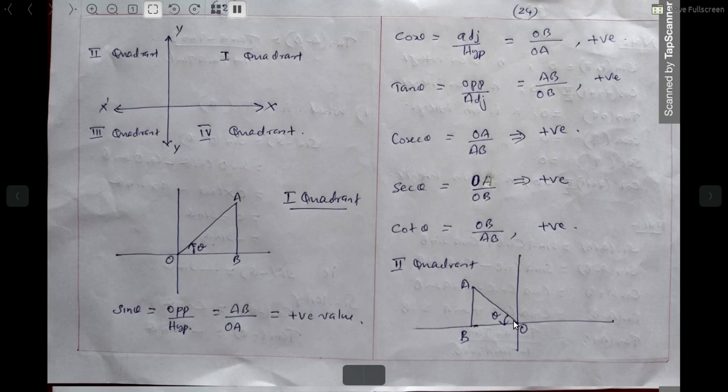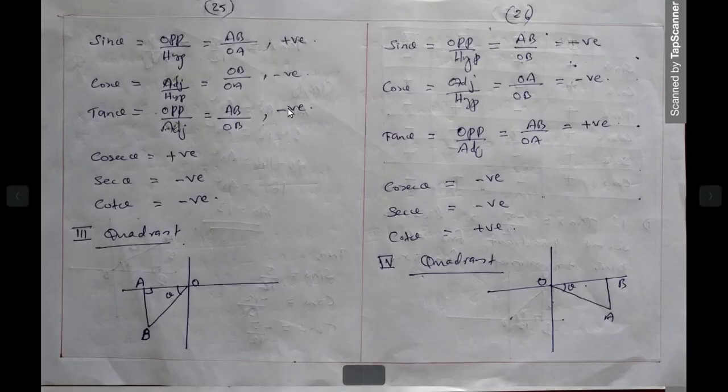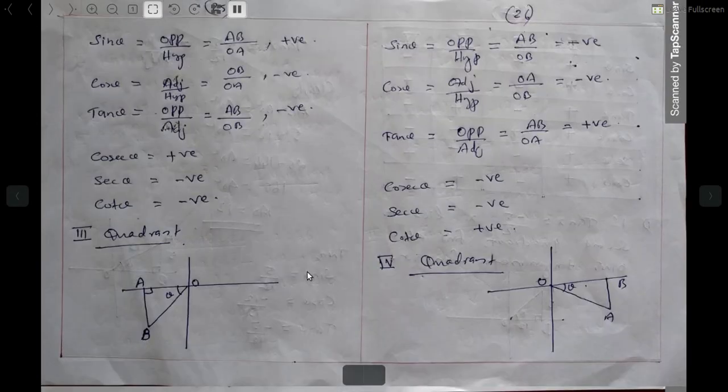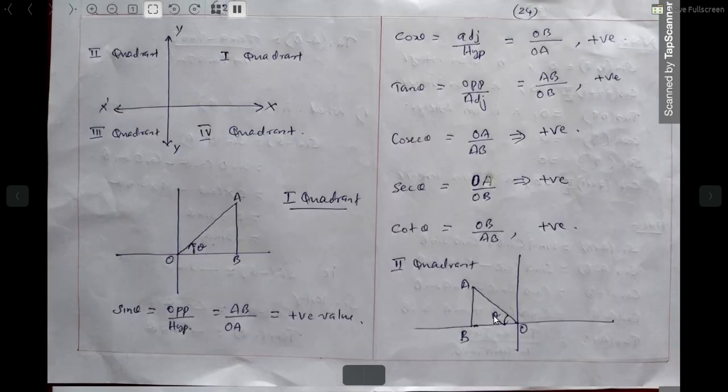So I am drawing a right angle triangle here, that is triangle ABO or OBA. Okay, and this angle is marked as theta. Yes, what is sin theta? Opposite side by hypotenuse. What is opposite side? AB, hypotenuse OA. AB by OA. What is AB here? AB is pointing upward direction, that is positive.